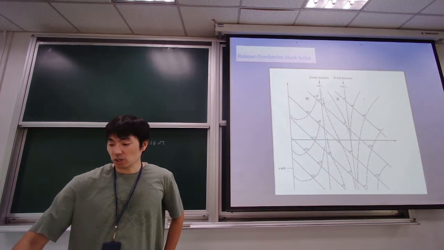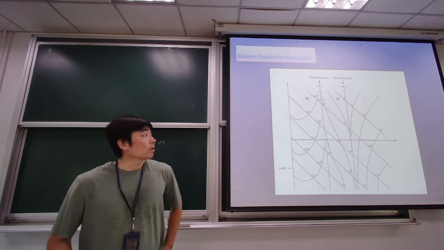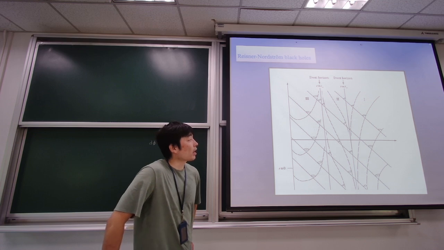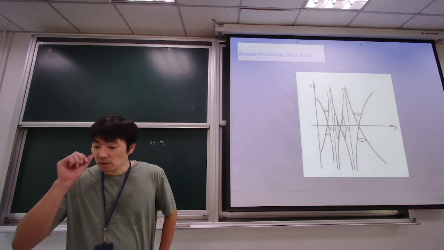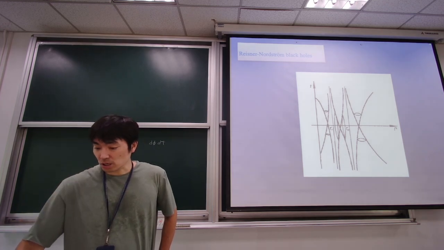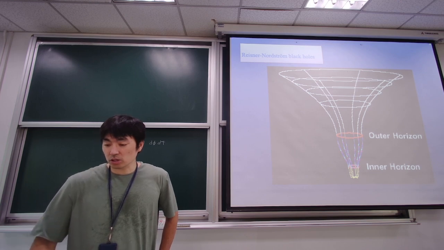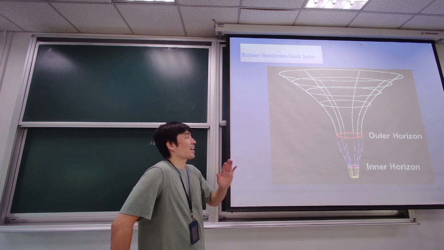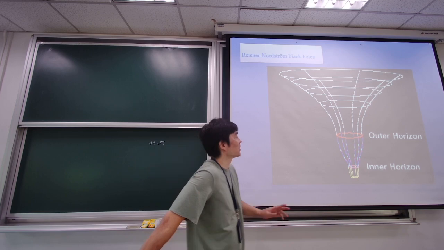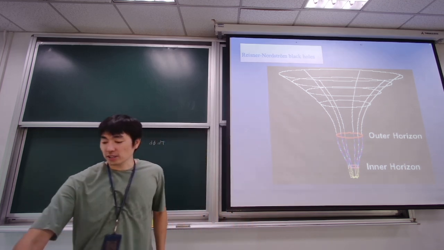Okay, so this is the causal structure. It's very similar to what we saw for Kerr. You have an outer and inner horizon, and then you have a causal structure like this. Okay, so this is a schematic figure for the Reissner-Nordstrom black hole. Because it's static, there is no frame dragging effect. It's static, so you have an outer and inner horizon. It becomes like this.